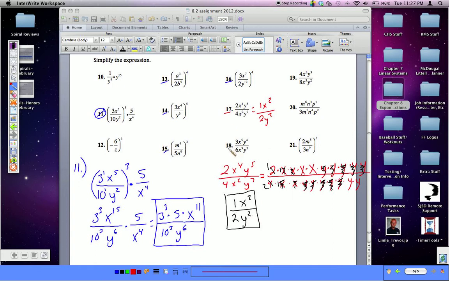After 17, 18 is very similar. 19 is almost exactly the same. 20 is just like that. So you can make attempts on 17, 18, 19, 20. Give it a shot. If you need to map it out like this, map them out, cancel what can cancel, and show what's left on top, show what's left on bottom, and that's how you do 8.2.